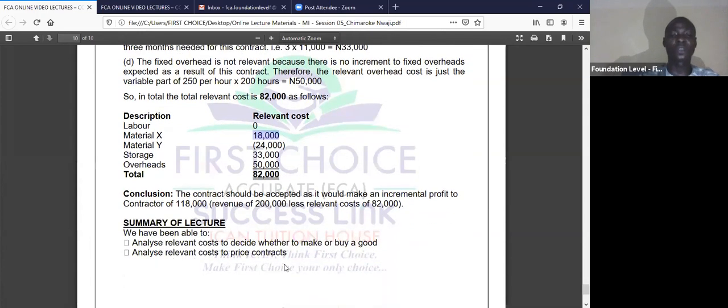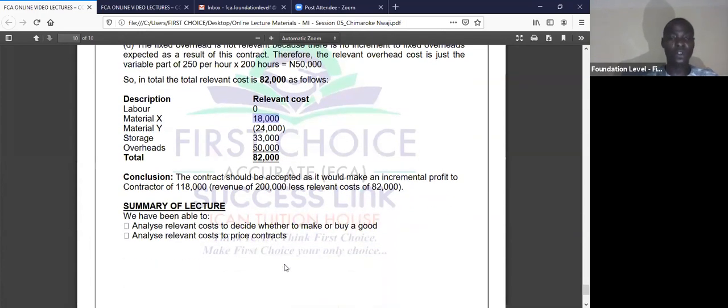Summary: we have been able to analyze costs and to decide whether we are going to make or buy. We look at the cost savings, extra benefits or extra savings we'll make if we do the job instead of subcontracting. That's what we are saying now. Now we have analyzed costs pertaining to one-off contracts.